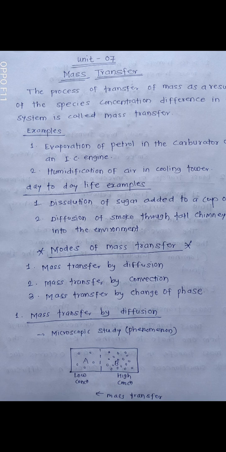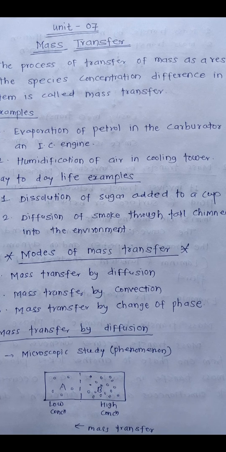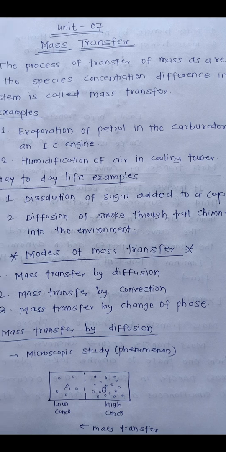What are the examples of mass transfer? The first example is evaporation of petrol in the carburetor of an IC engine. The IC engine consists of a carburetor. In the carburetor, evaporation of petrol takes place. In the evaporation, the petrol is transferred in the form of vapors. That is nothing but mass transfer of the vapors of the petrol.